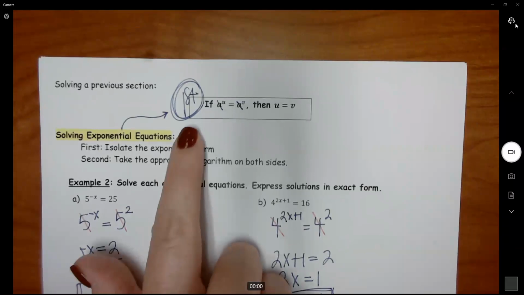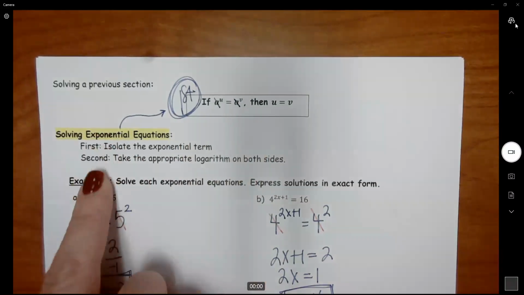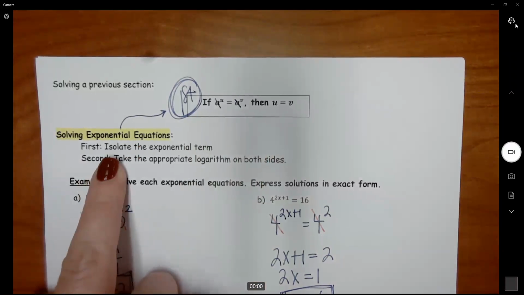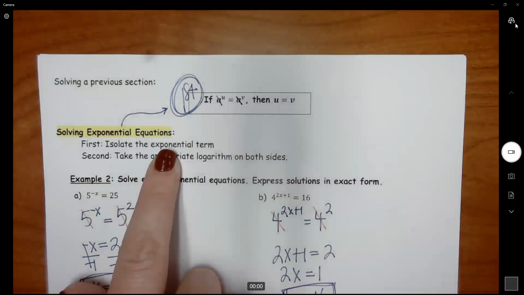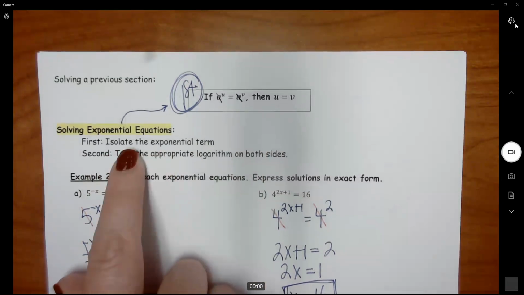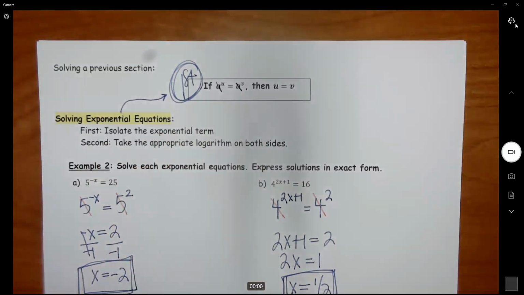So now when my first choice of getting these bases to equal doesn't work, now we need to follow these 2 steps. Just like before with logs, we need to isolate the exponential term. After you isolate the exponential term, then you're going to take the appropriate log on both sides.